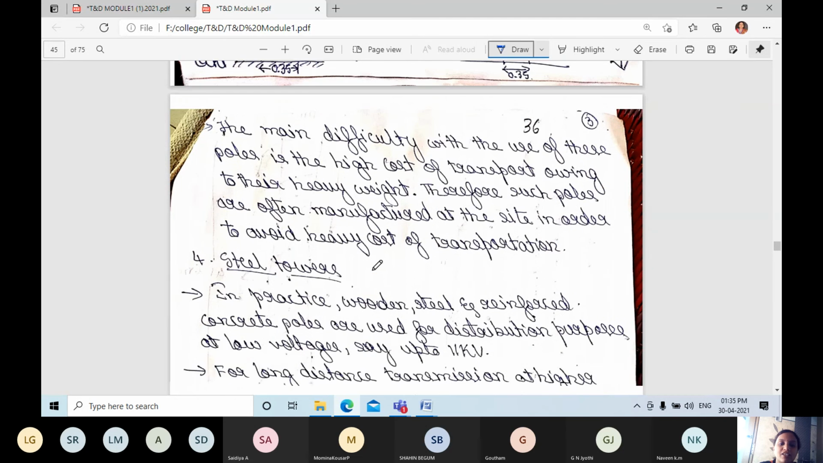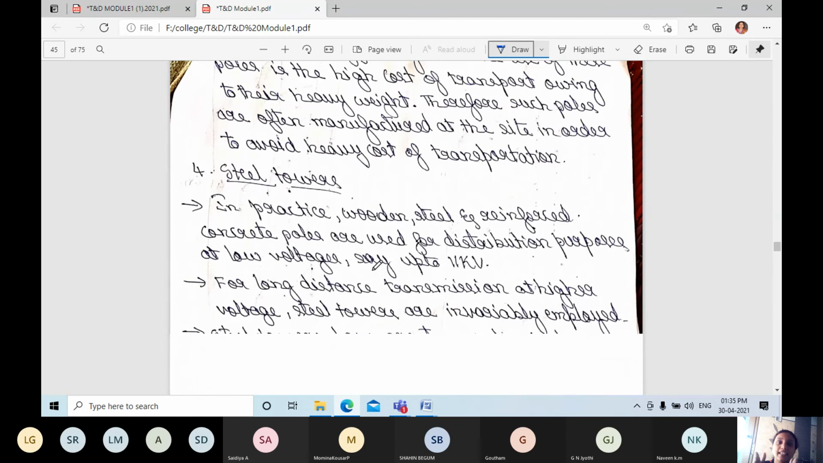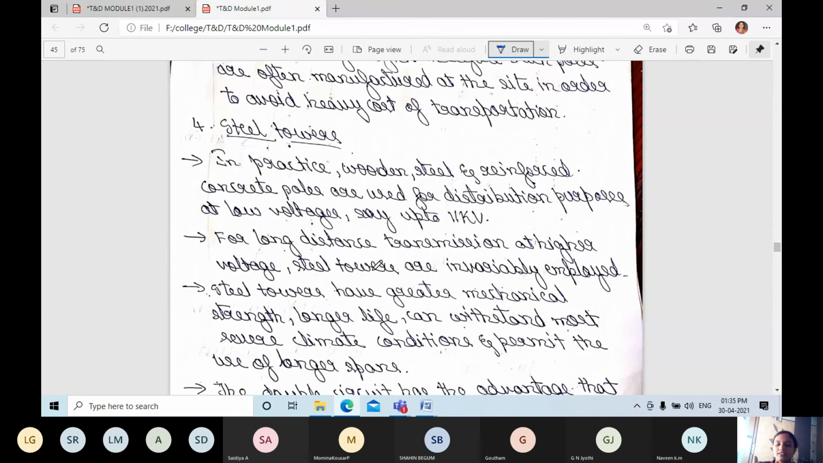Next are the steel towers. In practice, steel towers are only used for transmission purposes. Wood, steel and reinforced concrete poles are used for distribution at low voltages, say up to 11 kV. Steel towers are used above 11 kV for long distance transmission and also for high voltages.